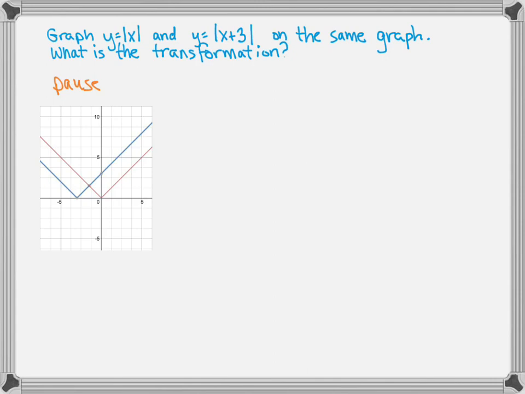Here on the same coordinate plane, we see the graph of the parent function, y equals the absolute value of x, in red, and y equals the absolute value of x plus 3 is in blue. And here, y equals the absolute value of x is translated 3 units left.